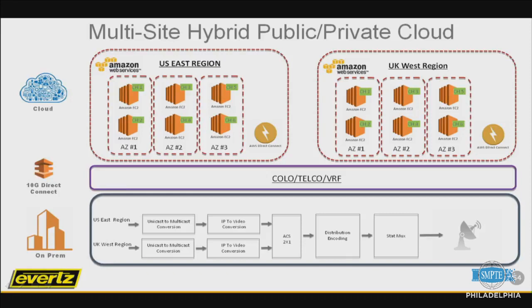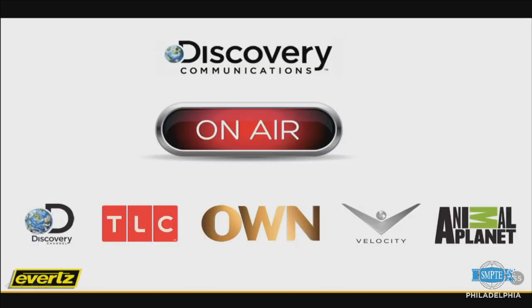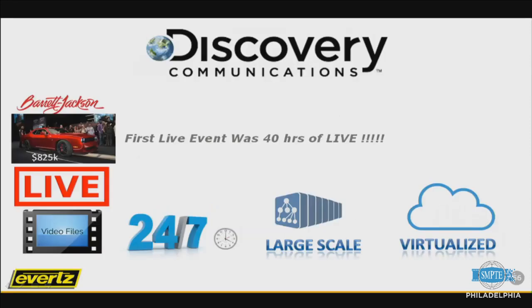And then after that, it's the standard stuff you guys are used to: distribution, encoding, stat muxing, satellite uplink. Like I said, Discovery is now on air, all their North American channels. That's 50% of their North America revenue, is all dependent on the cloud. Not only are they on air, they're on air 24/7, 365. Not only are they on air, but they've done actual real live events.